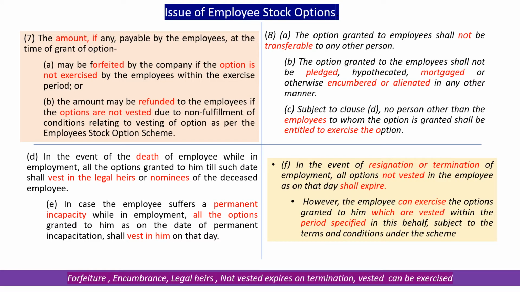We have just seen here now, failure to exercise, amount paid could be forfeited or refunded. Legal heirs, it cannot be transferred or pledged. Legal heirs can access it in the event of death or total incapacity, and in the event of resignation or termination of employment, shares not vested will expire. Shares vested can be converted into exercise and shares could be bought.